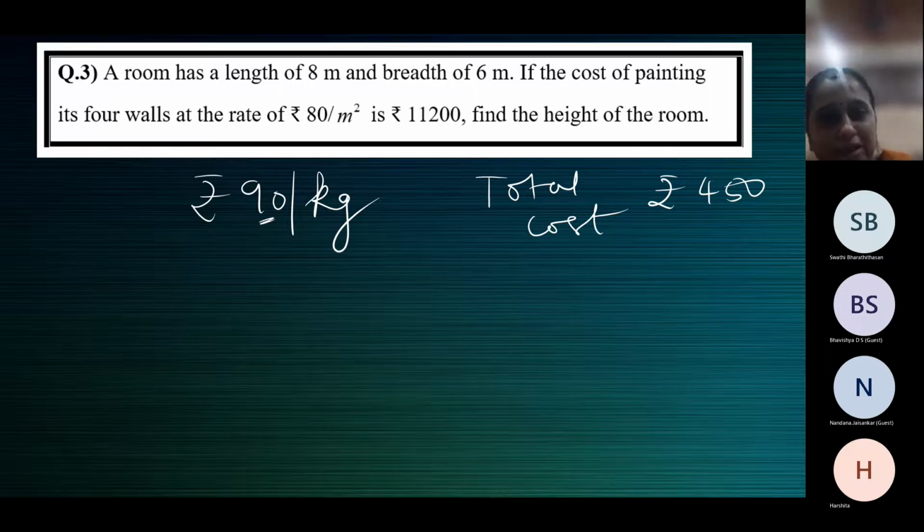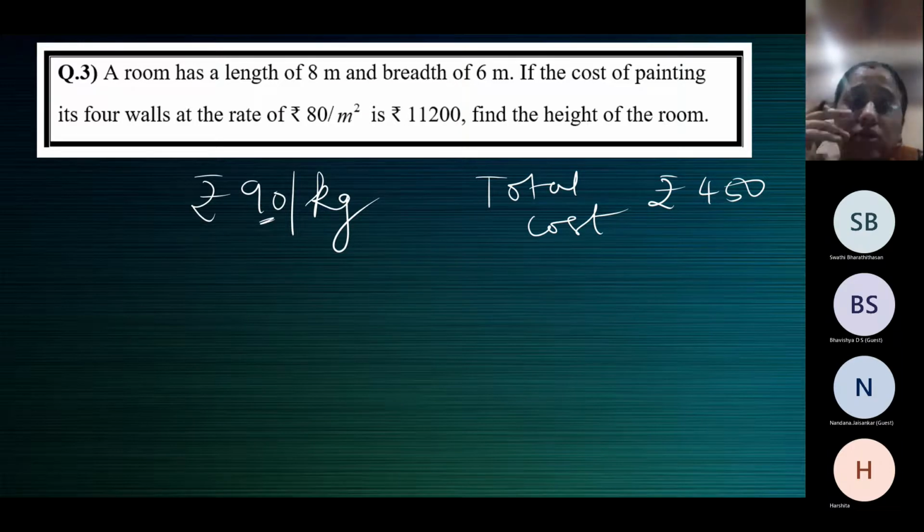Rate is rupees 90 per kg, and the total cost you have spent is 450 rupees. Why do we say it's a rate? Because it's per kg, 90 rupees per kg. That's the rate. And the cost is 450. You have bought so much fruit for 450 rupees. So when you divide 450 by 90, you get 5 kgs. That means you have purchased 5 kgs of fruit.